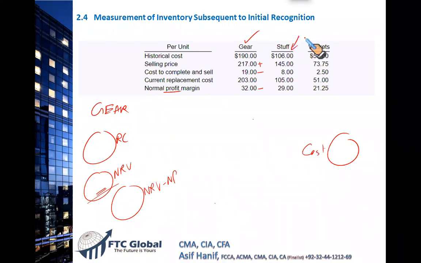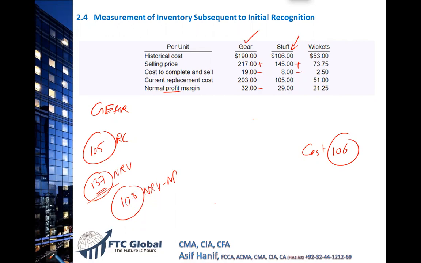All right, next is stuff. The cost of stuff is 106. The replacement cost is given as a current replacement cost 105. NRV, that is the selling price minus cost to complete and sell, 145 less 8, it's 137. And from this NRV, if we deduct the normal profit margin, that is 29, so your NRV minus normal profit margin is 108. Now tell me which of these is the mid number. This time, the mid number is 108, right?